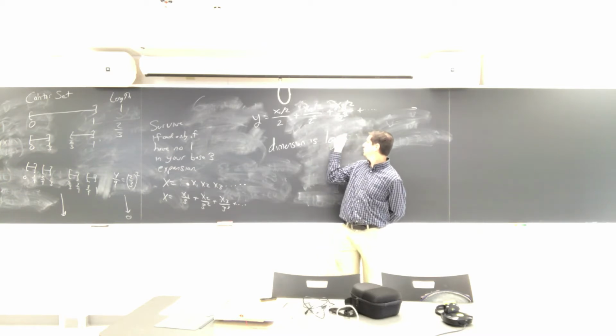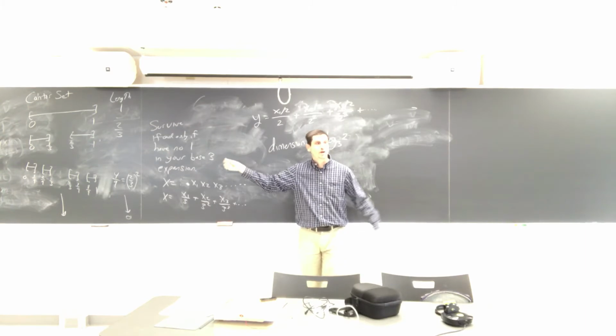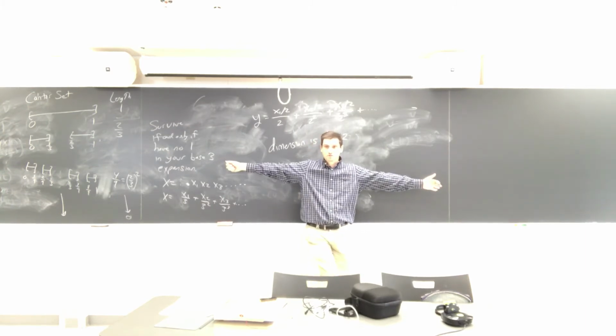If I didn't have the log of 2 base 3, if I had the log of 3 base 3, what would be the log of 3 base 3? 1. So is this larger or smaller than 1? A little bit smaller. Good, so its dimension is less than 1. That kind of makes sense because it's not the whole line. What's the log of 1 base 3?